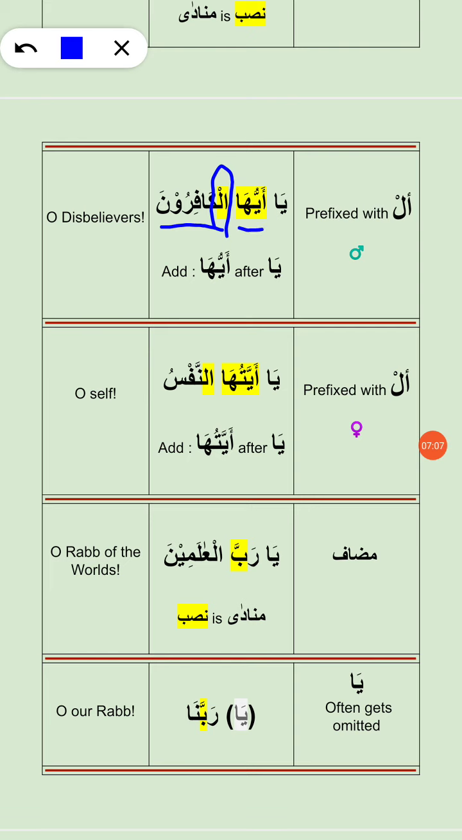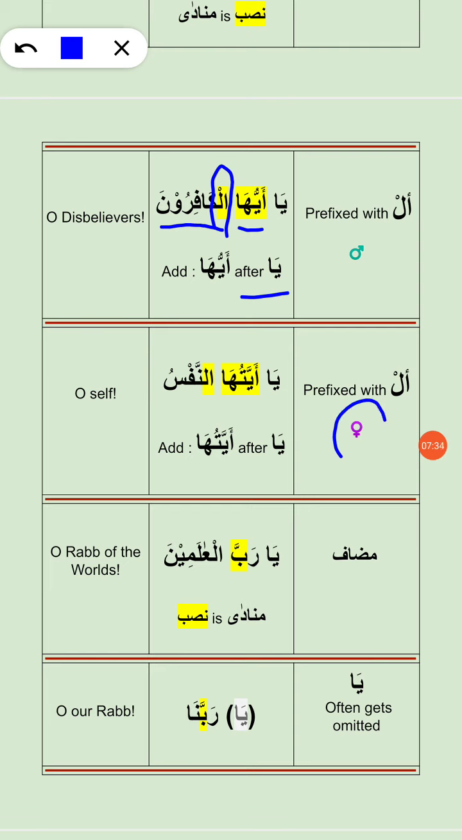Okay, because if you don't do this, it will become yal kafiruna, and it wouldn't really make any sense, would it? It wouldn't sound too good, would it? So you simply add ayyuha. All right, so it becomes ya ayyuhal kafiruna. Okay, this is only done for the munada that is attached with al. Okay, so you add ayyuha after ya.